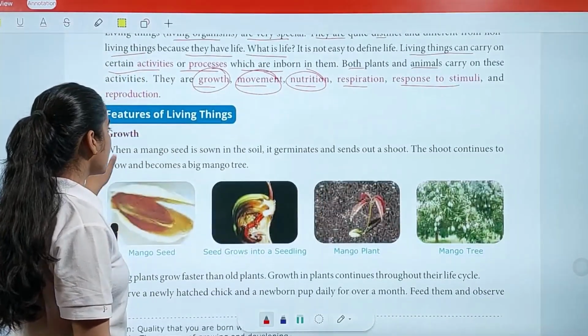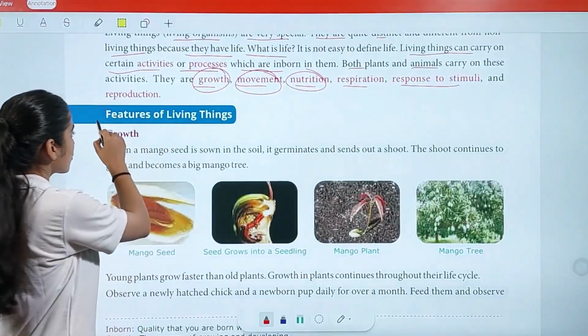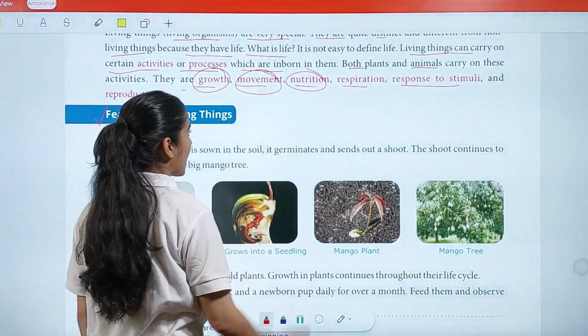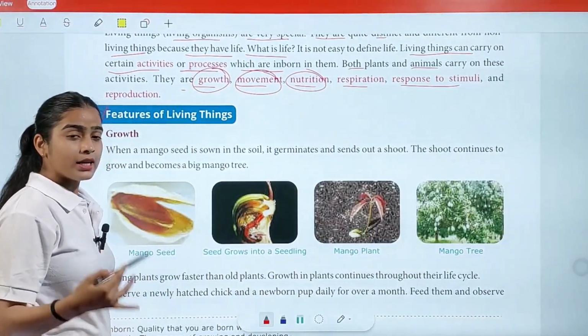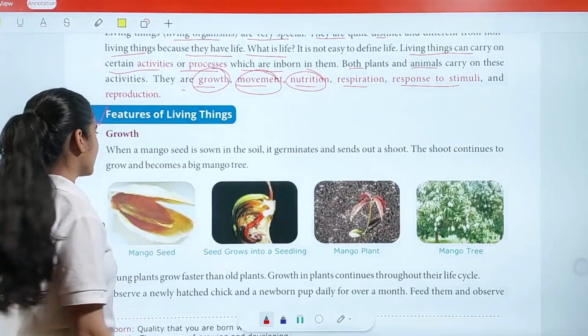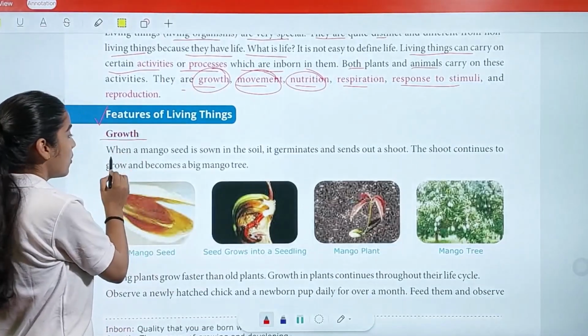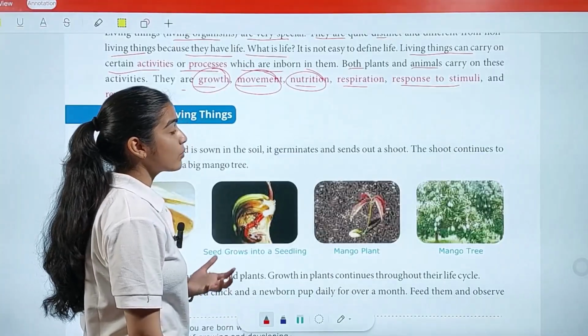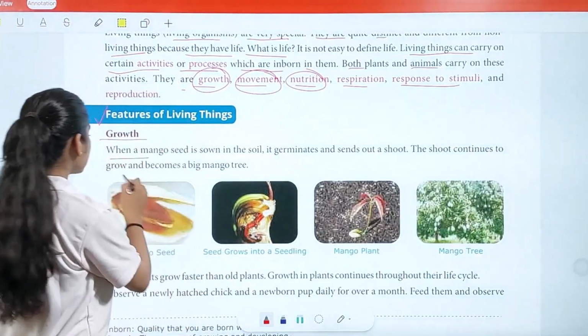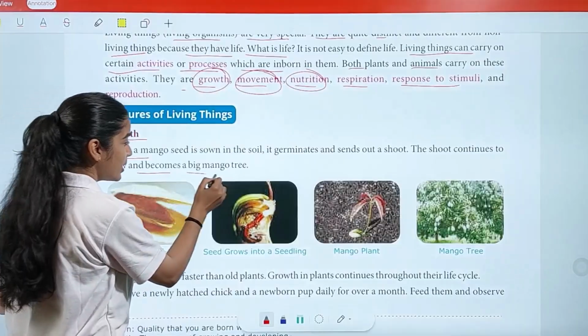Okay, now we are going to learn about the features of living things. So these are the features we have for living things, and now we are going to go in depth. So first of all, growth. When a mango seed is sown in the soil, it germinates and sends out a shoot. The shoot continues to grow and becomes a big mango tree.